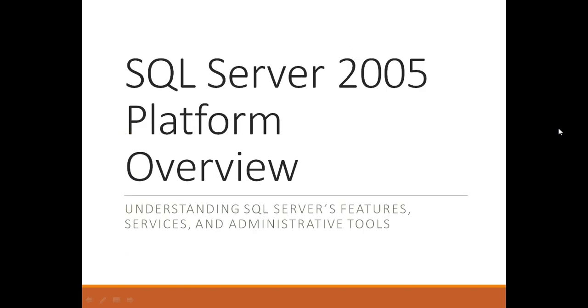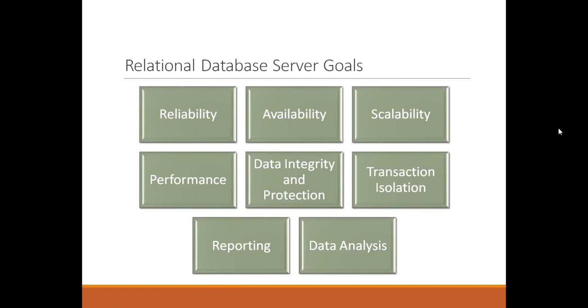So let's start our discussion with the SQL Server 2005 platform. In every relational database server, the following are its goals. First, it should be reliable, so every time you request data, it should be complete and correct. Availability: every time a query is executed, that data should be readily available to the requestor. Scalability: the SQL Server should be able to manage the expansion of data. And then performance, data integrity and protection, and transaction isolation.